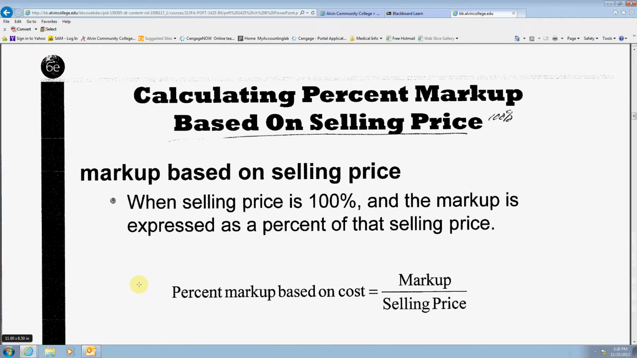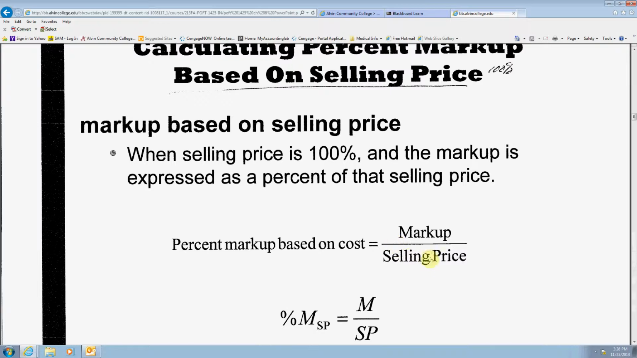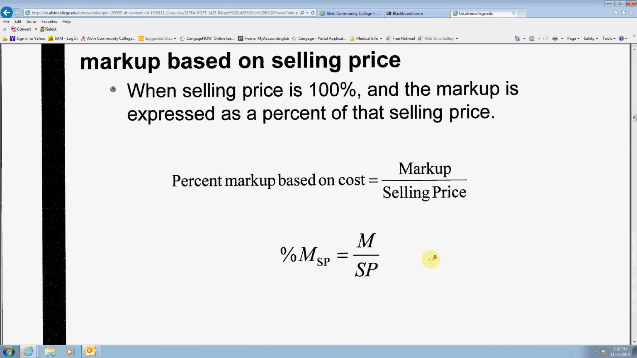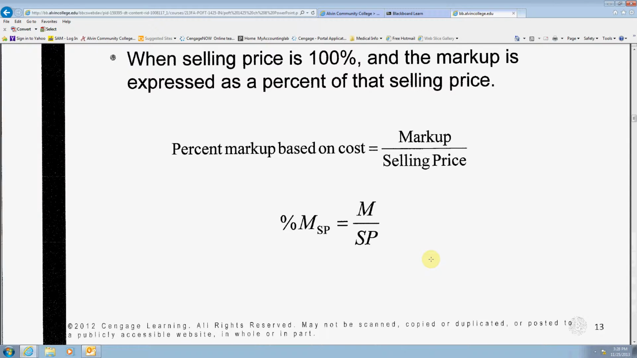Calculating percent markup based on selling price. So based on selling price, we set that at 100%. When selling price is 100%, the markup is expressed as a percent of that selling price. So percent markup is markup divided by selling price. This is a mistake here. It should be percent markup based on selling price. Not cost, but selling price here.